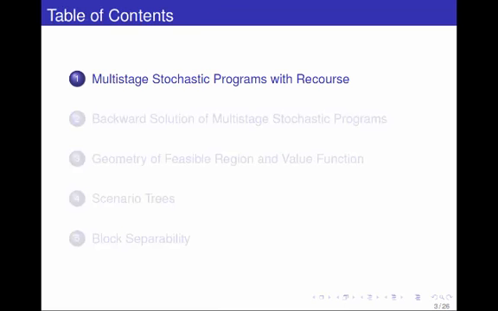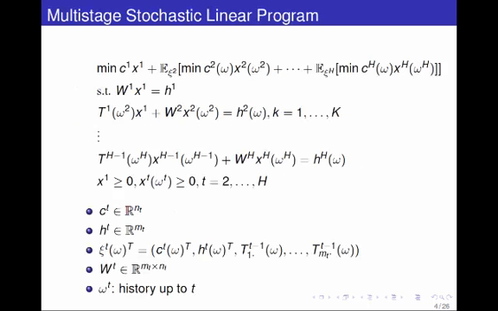Okay, so what does a multi-stage stochastic program with recourse look like? This is it. Don't be scared by the notation, because it repeats itself a lot. The first thing to notice is that we have capital H time periods. Now, for each time period, we have a cost vector, linear cost, and we have NT decisions to make in each time period.